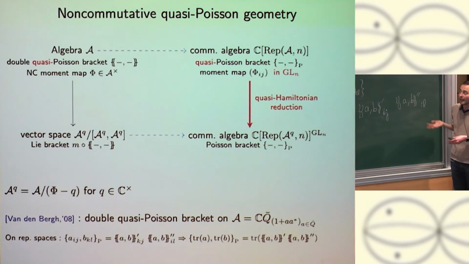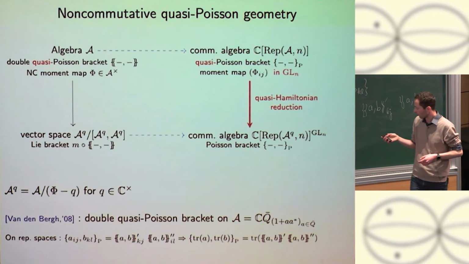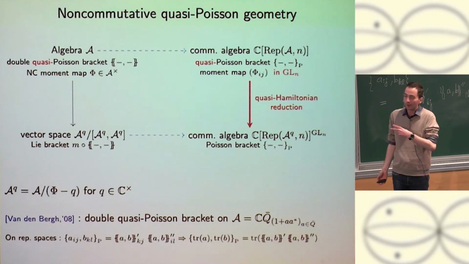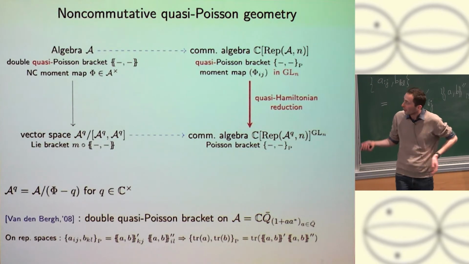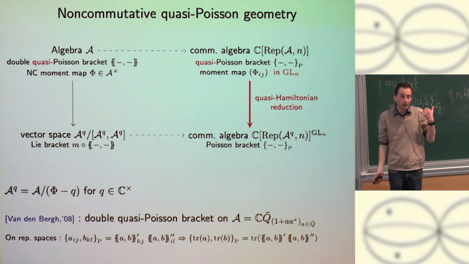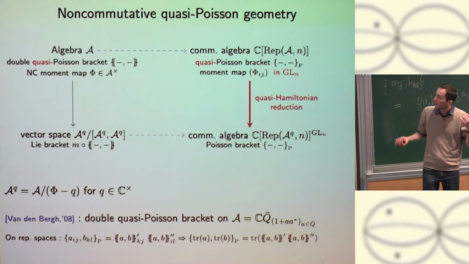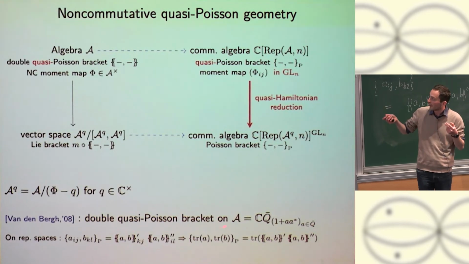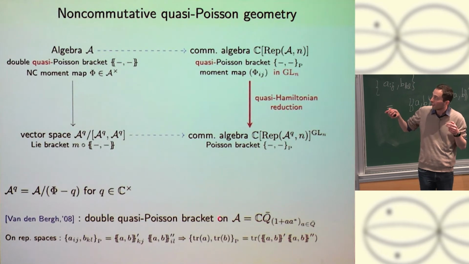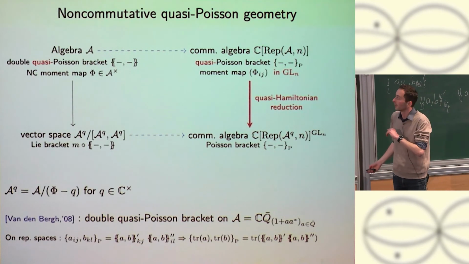So the defining properties of this double quasi-Poisson bracket are slightly different, okay? But the formula when you induce on representation spaces is still the same. And the final upshot before going to these multiplicative quiver varieties is the following. What Van den Bergh realized is that there is such a double quasi-Poisson bracket on some localization of the path algebra of double quivers. In the first part of the talk, what was governing everything on quiver varieties was a double Poisson bracket on the path algebra of a double quiver. Here, in this last part of the talk, there will be a double quasi-Poisson bracket governing the structure of multiplicative quiver varieties associated with that algebra. So it's a bit technical, but now I will move on to define these multiplicative quiver varieties.